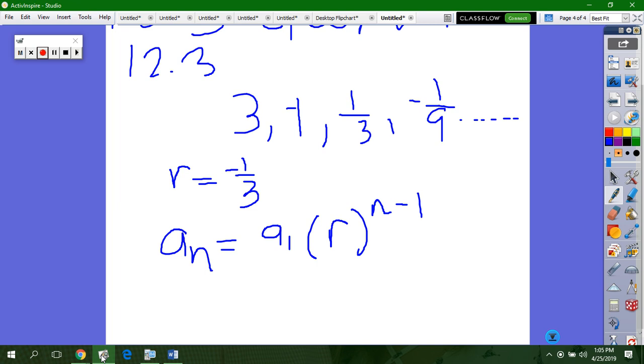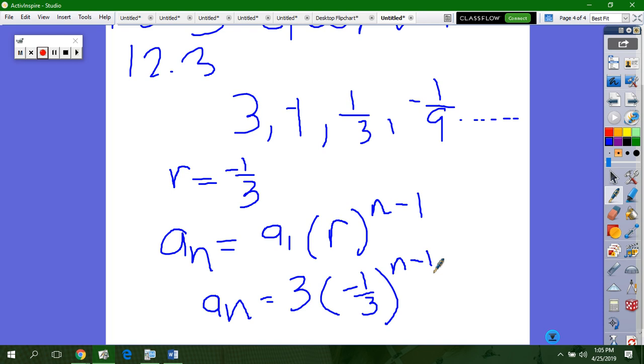Okay, A sub 1. Okay, we see our R. Who's our A sub 1? 3, right? R is negative a third. N minus 1. Now, could I find any term now? Yes. I could, couldn't I? Any questions on how to do that?